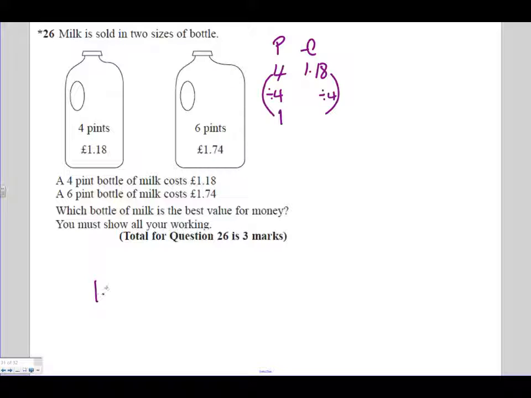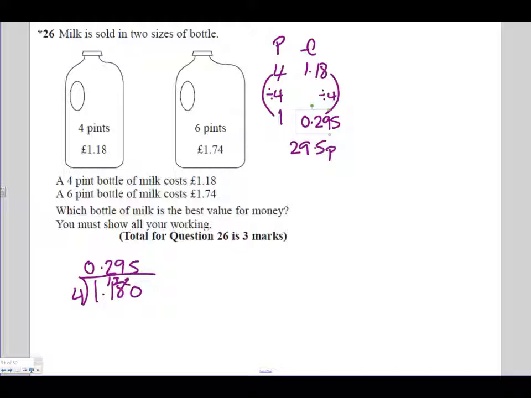So 1.18 divided by 4 will tell me how much 1 pint of milk costs for the 4 pint bottle. So 4 doesn't divide into 1, carry the 1. 4 goes into 11, twice, remainder 3. 4 goes into 38, 9 times, remainder 2. 4 goes into 20, 5 times. So when I divide 1.18 by 4, I get 0.295 of a pound, or 29.5 pence.